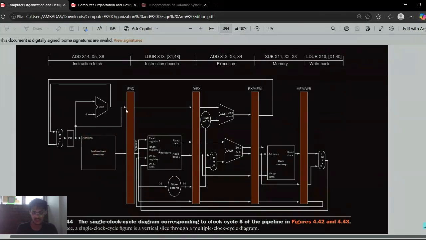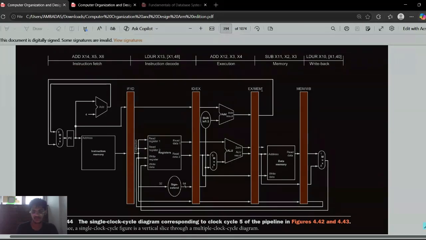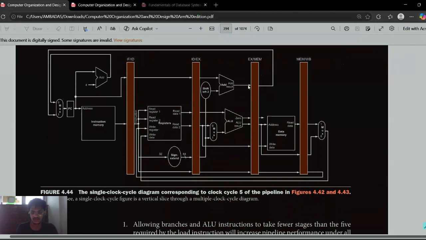In this way, this is a single clock cycle diagram. We can say it as a state at one particular instance. The data path will look like this. It will be filled with instructions, and each instruction performing some logical operation in the logical unit they are present.